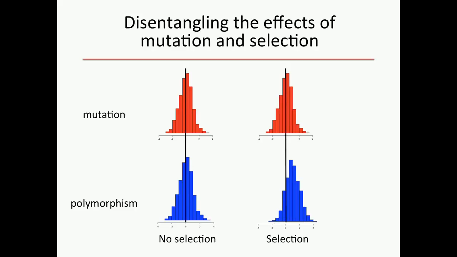If, however, we see a difference between these distributions, we can, number one, infer that selection acted, and number two, say something about how it acted. So in this cartoon example, we might infer that selection had favored mutations that increased the trait value or disfavored those that decreased it.